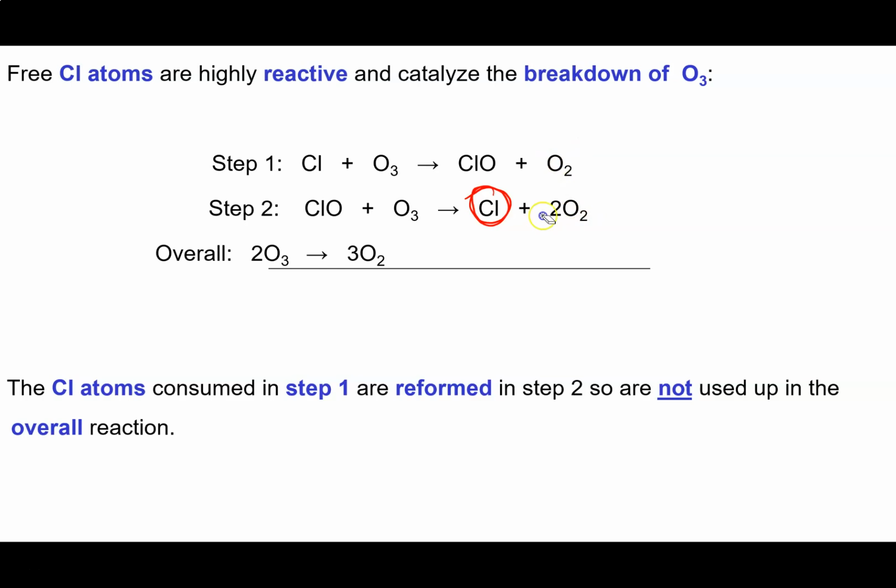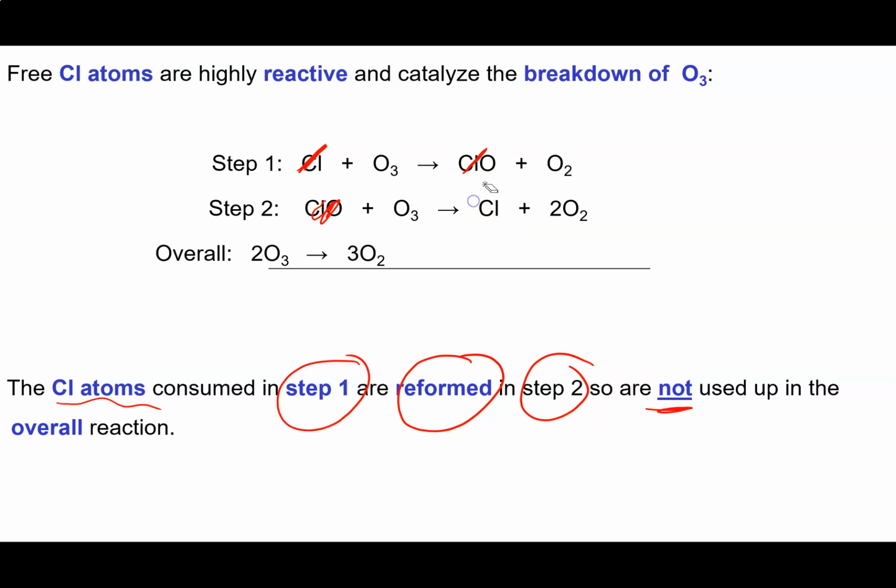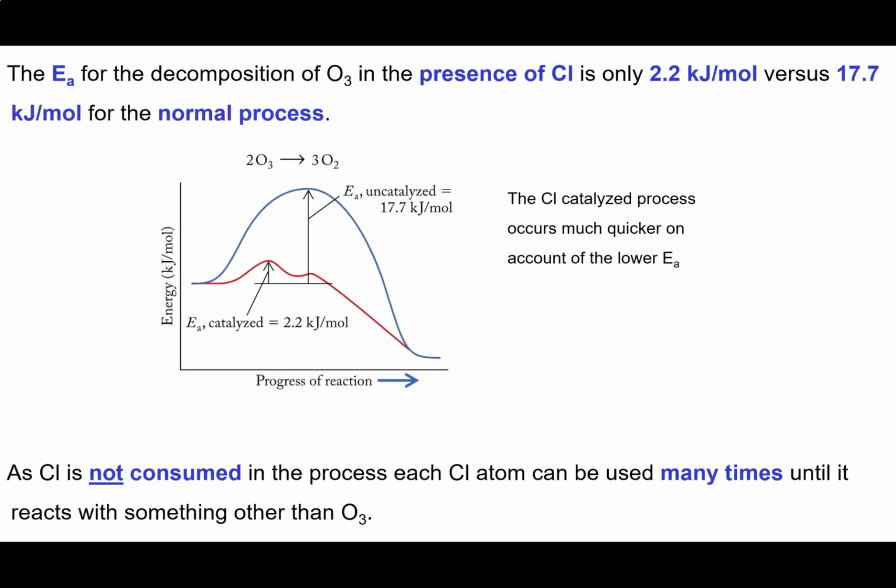If you add all of this together, you realize that the chlorine doesn't get consumed. The chlorine atoms that are consumed in step 1 are reformed in step 2, so they don't get used up. One chlorine atom is just going to keep going around and around in this reaction and never get exhausted. Now there's another problem as well. The activation energy for the decomposition of O3 in the presence of chlorine is a lot smaller than for the normal process.